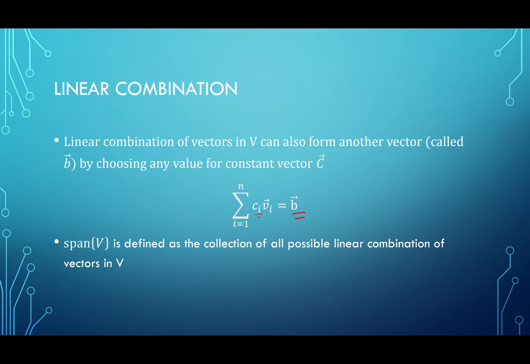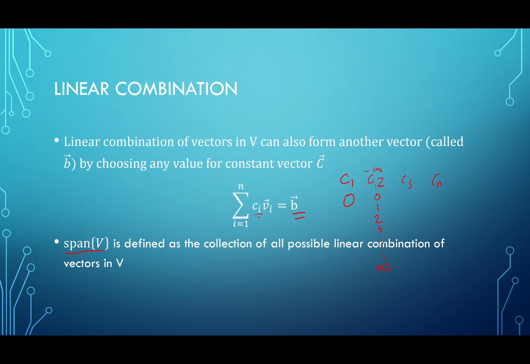But now the interesting thing we want to consider is the span of v, which is defined as the collection of all possible linear combinations of vectors in v. This means we can generate as many vectors as we want by picking various values of c. Maybe c1 starts from 0, then we iterate c2 from 0, 1, 2, 3, and so on till infinity, and also negative values until minus infinity, and likewise for c3 and so on.